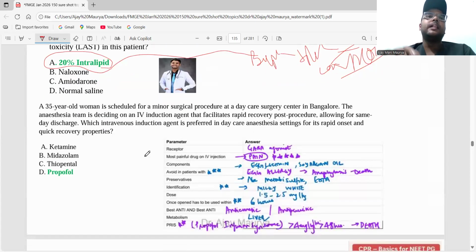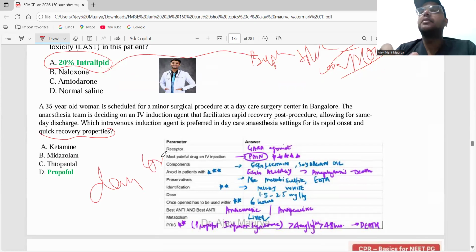The next one: a 35-year-old for minor surgery at a center is assisted, requiring an IV induction agent for quick recovery post procedure, allowing for early discharge. Which anesthesia agent is preferred? It is quick recovery, so they're asking about daycare surgery. The number one is propofol.